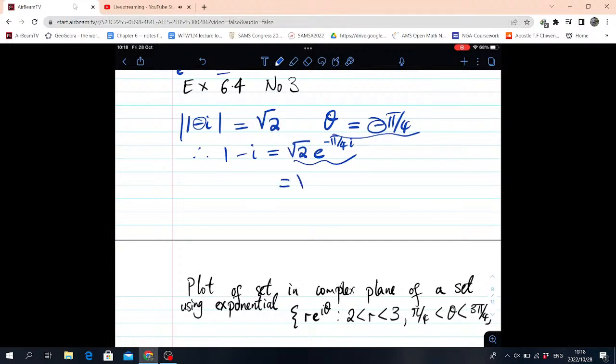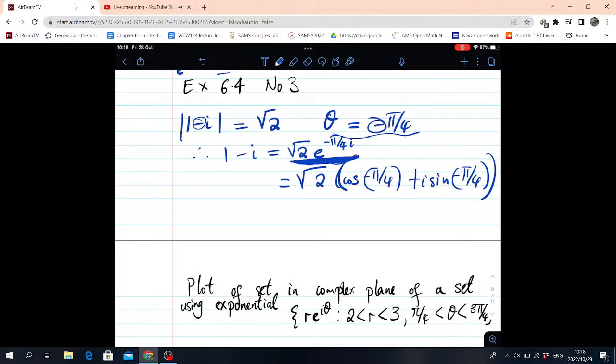And in the normal form, we then say this is the square root of 2 cos of minus pi over 4 plus i sine of minus pi over 4, in the normal one that we have. So these will be the two forms, even though the question just wanted this one, right? But it's pretty much the same.